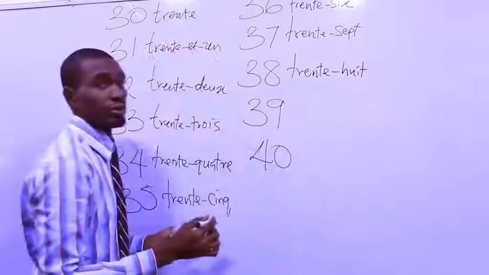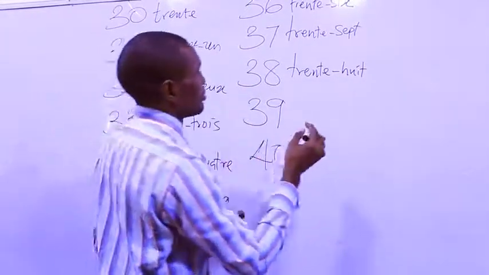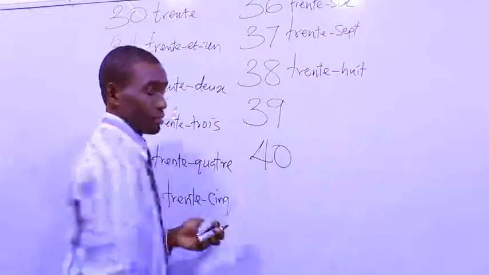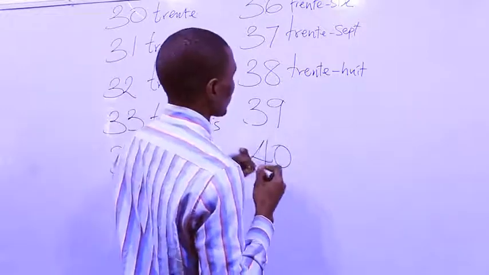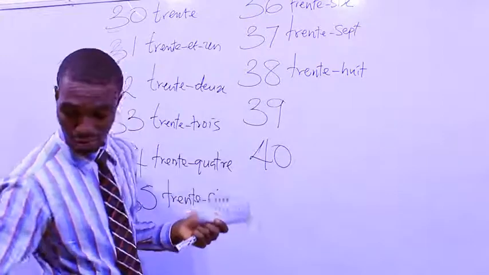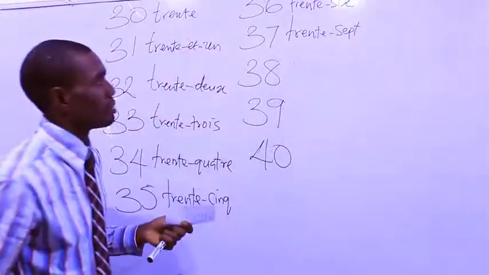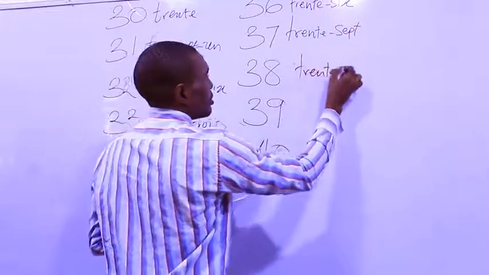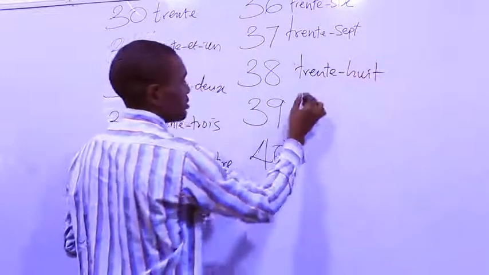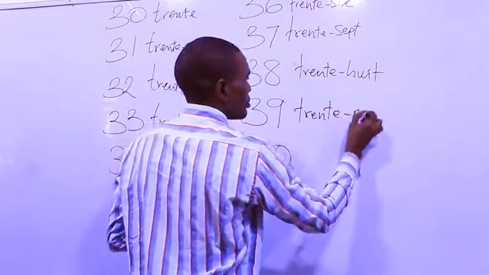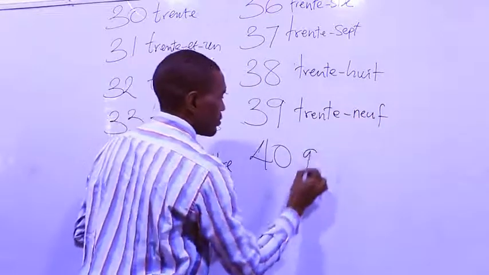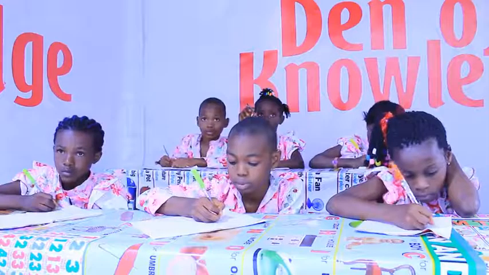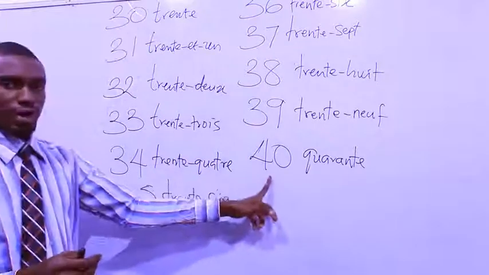Okay, repeat it. 37. Let me clean it. He will clean that 38 now and write it again. I'll clean it. 37. 38. 39. 40. So, we have our numbers from 30 to 40.